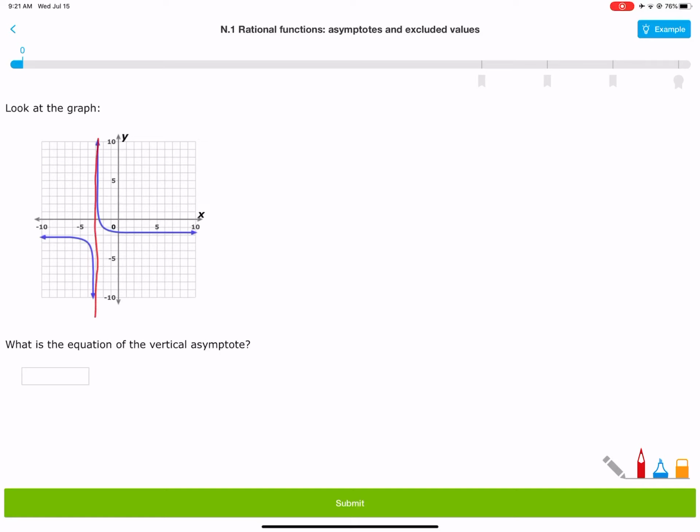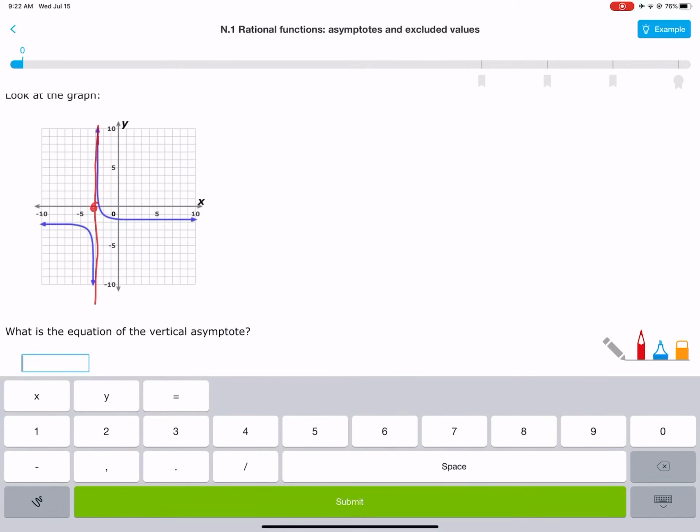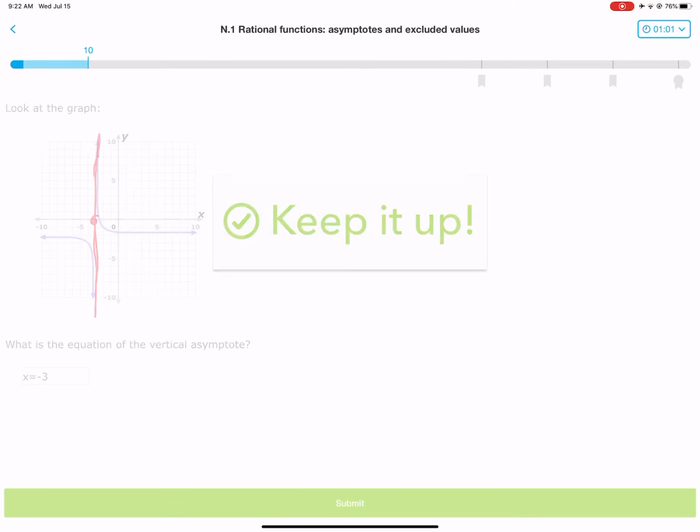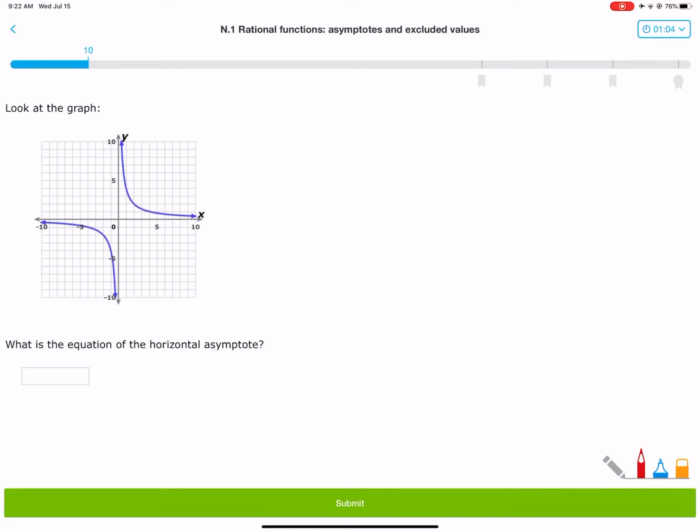Whenever we talk about our vertical asymptote, we are talking about an x value. If you notice on this graph, on this vertical asymptote line, we hit the point x equals -3. And all the other points going up and down, it's always going to be x equals -3. So that is our vertical asymptote. So vertical asymptote is x, and horizontal asymptote is going to be y.